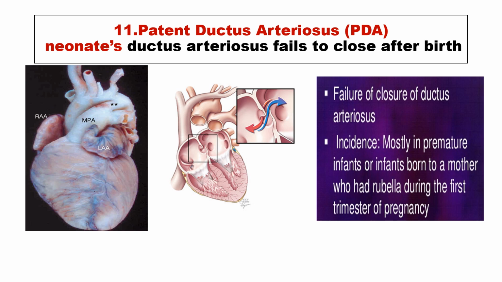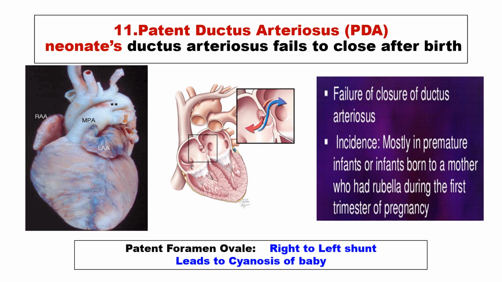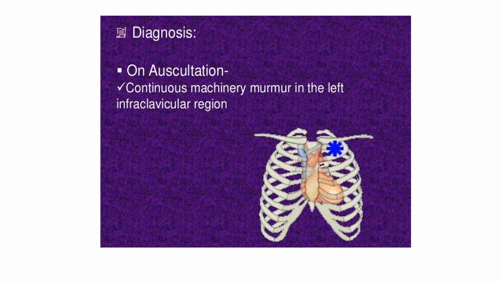Patent ductus arteriosus. In the neonate, the ductus arteriosus fails to close after birth. Failure of closure of the ductus arteriosus, that is, the dorsal part of the sixth aortic arch on the left side, occurs mostly in premature infants or infants born to mothers with rubella during the first trimester of pregnancy. Patent foramen ovale, right to left shunt, leads to cyanosis of the baby. Diagnosis is on auscultation: a continuous machinery murmur in the left infraclavicular region.